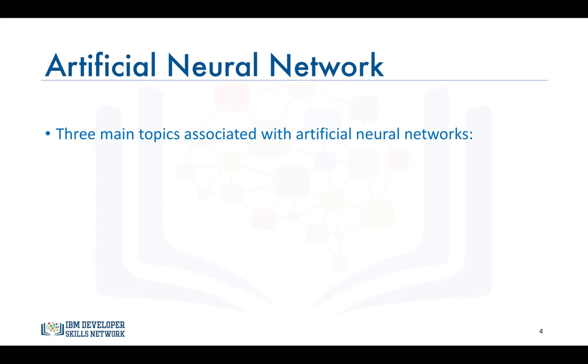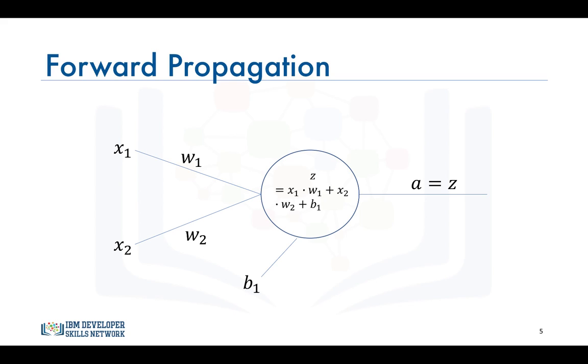When working with neural networks, the three main topics that we deal with are forward propagation, back propagation, and activation functions. The rest of this video will be mainly about forward propagation, and I will explain it through examples with numbers. Forward propagation is the process through which data passes through layers of neurons in a neural network from the input layer all the way to the output layer.